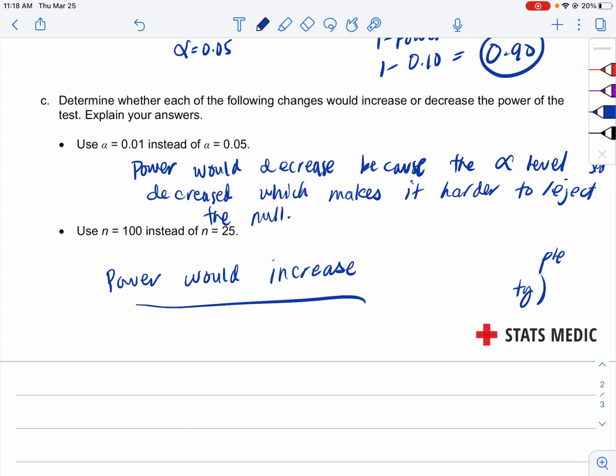All right, there you have it. I hope that this lesson is going to help you with your homework, and you are now able to identify what power is and to interpret power. And please remember, power is the probability of making a good decision: that when we're supposed to reject a null, we actually reject the null.